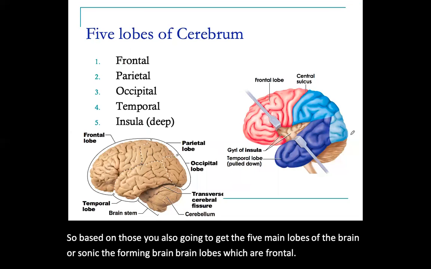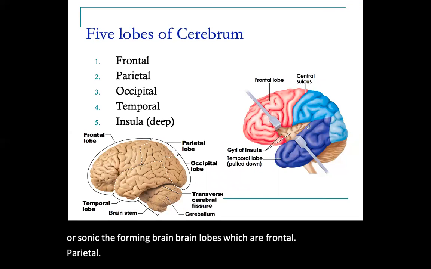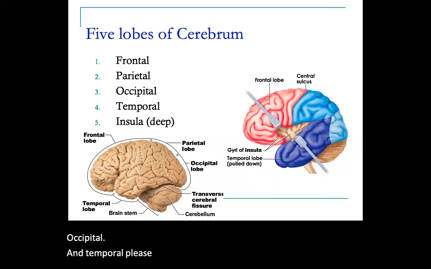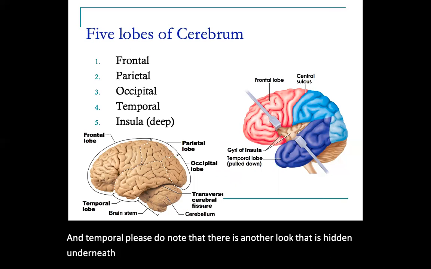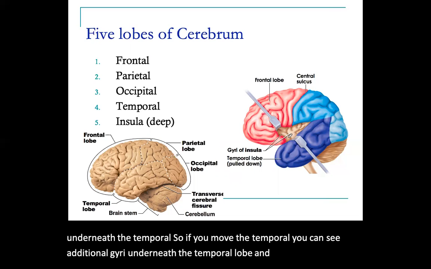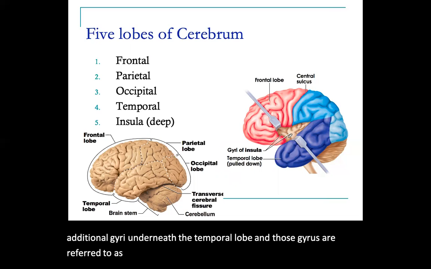parietal, occipital, and temporal. Please do note that there is another lobe that is hidden underneath the temporal. So if you move the temporal, you can see additional gyri underneath the temporal lobe, and those gyri are referred to as the insula. We will take a closer look at what each of these lobes does as we go through the PowerPoint.